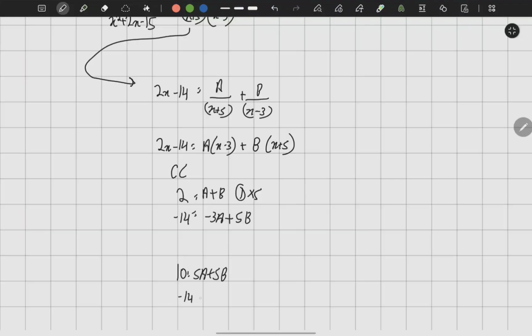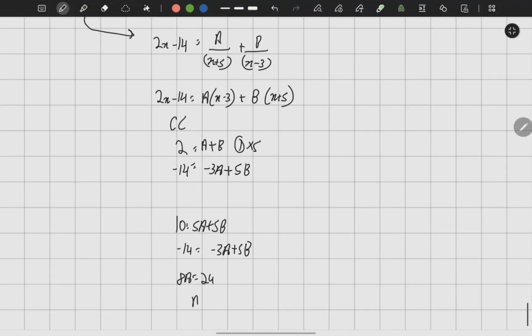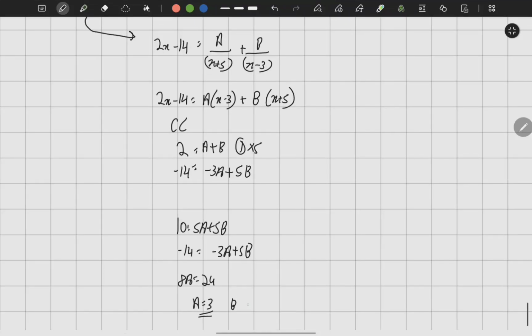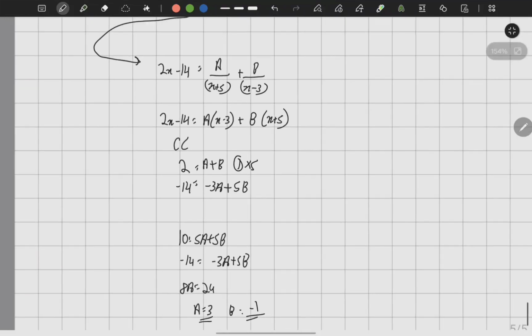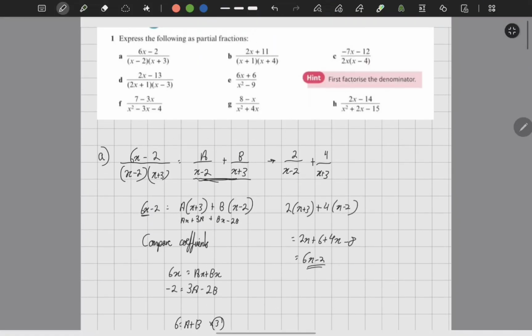We get rid of the 5b and we get 8a is equal to 24, which means that a would equal 3. Now b, well, we know a plus b is 2, so b must be minus 1. So that is it. That is our whole part of this exercise finished.